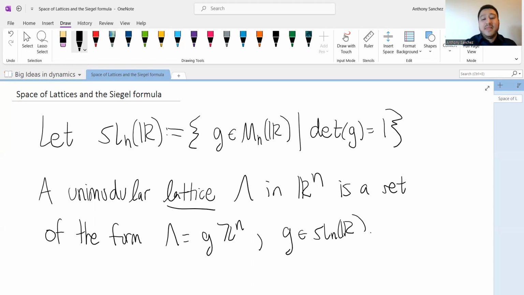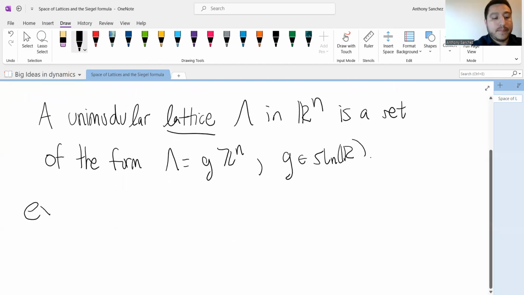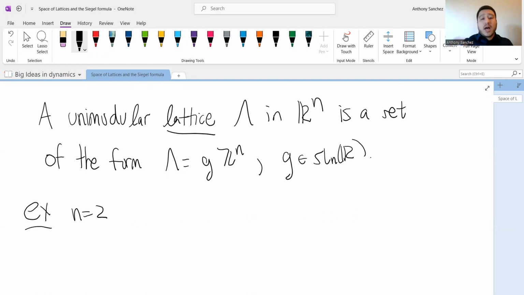Another way of thinking about a lattice is just some discrete subgroup of Rn of maximal rank. And as an example, let's look at n equal to 2. In a lot of the lectures that we'll do, I think it's really instructive to think about what everything looks like in the n equals 2 case. It really does have a lot of the important ideas that we'll need.